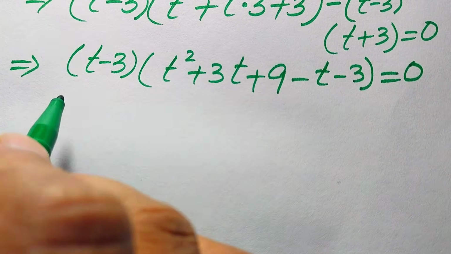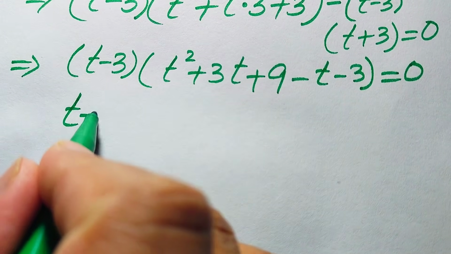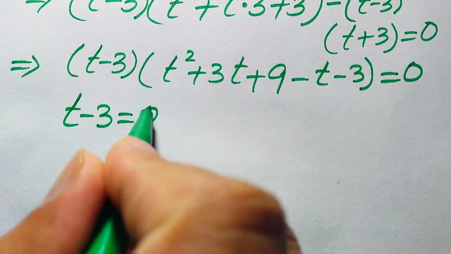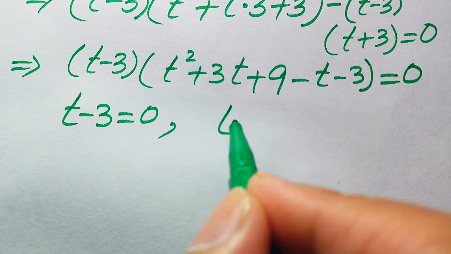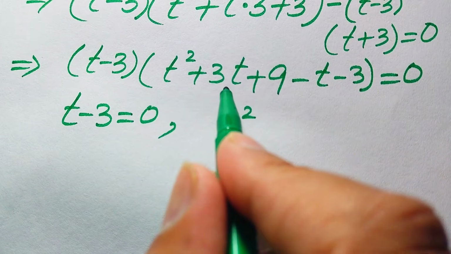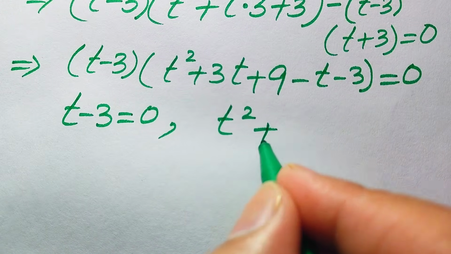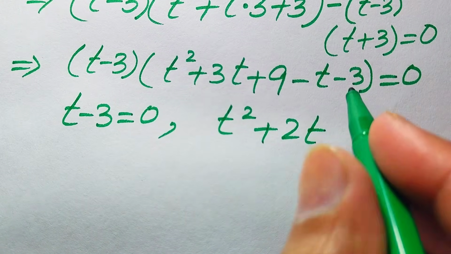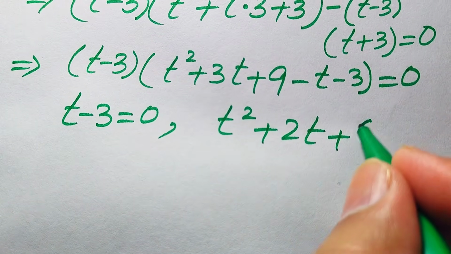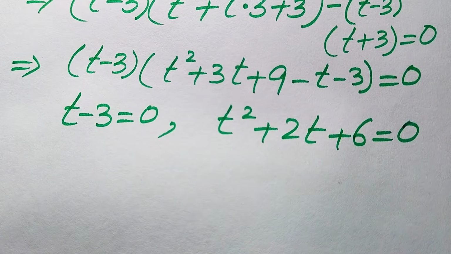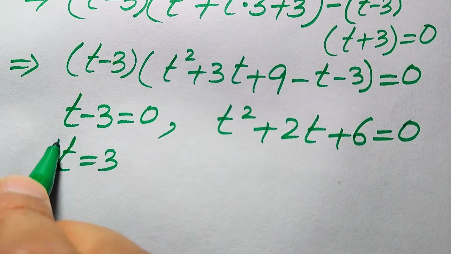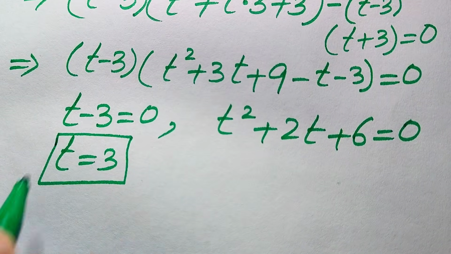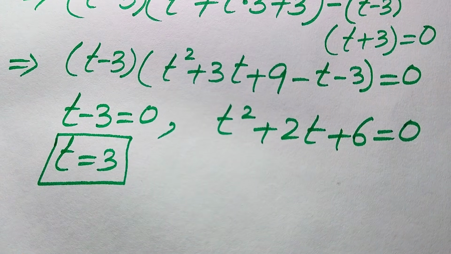And now we divide this equation into the two cases. The first case is we write t minus 3 is equal to 0, and the second case is we write this term is equal to 0, and we have t squared plus 3t minus t becomes 2t, and 9 minus 3 becomes 6, and this whole equation is equal to 0. From here we easily get the value of t is equal to 3. This is the first root of the given equation.